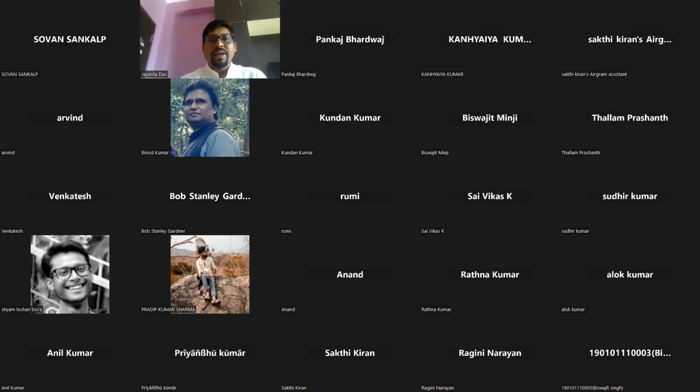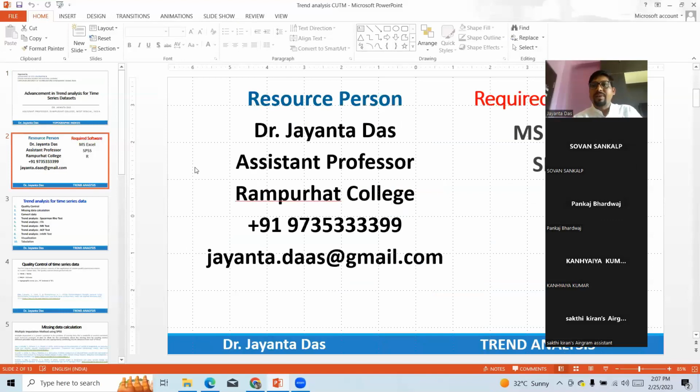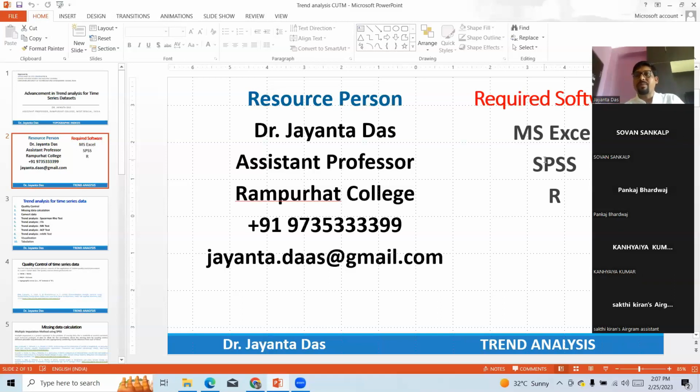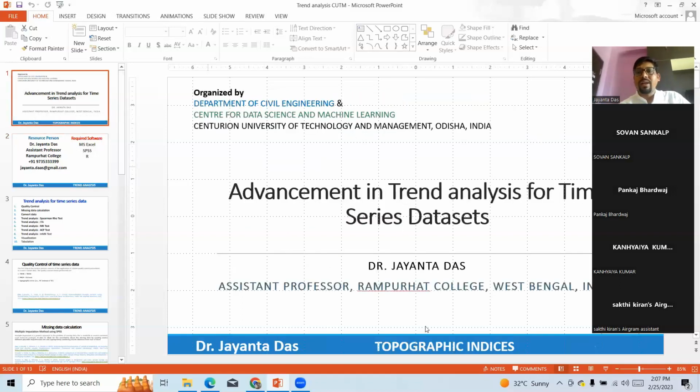Okay. So in this workshop, basically I'll use 3 software. One is MS Excel, another is SPSS, another is R. R is open source, so everybody can install it. I'll show how you can install it. And SPSS is a paid version, so you have to purchase it, or you can install the trial version. I'll share how you can do it.